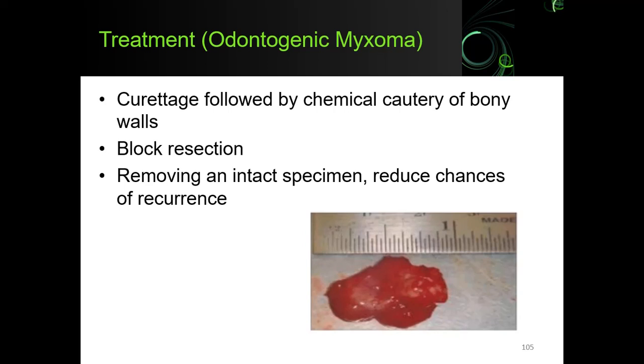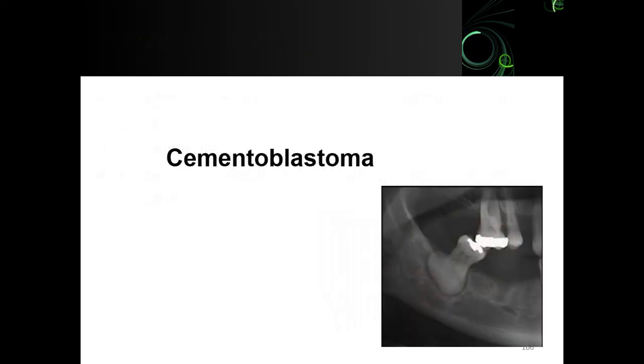The treatment for odontogenic myxoma can be to curette them, followed by chemical cautery of the bony walls, but the best treatment is the block resection. It is very important to remove the whole tumor as an intact specimen. You should retrieve each and every bit of the tumor in order to reduce the chances of recurrence.